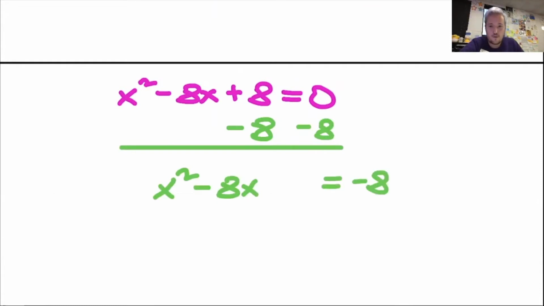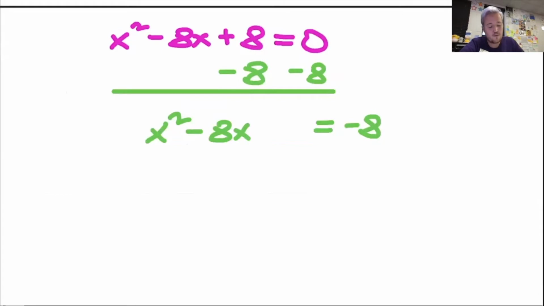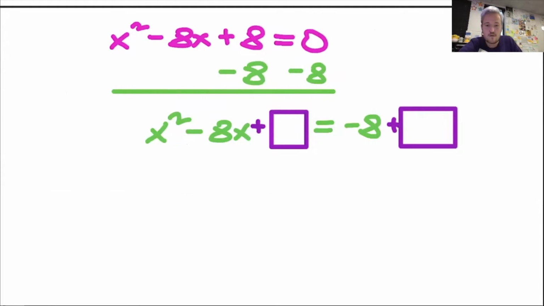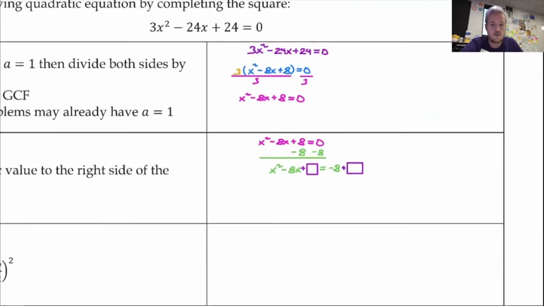So you're probably wondering, what the heck? Why did you leave that space there? Well, this is where the completing the square comes into play. So I'm actually going to leave a little blank box here. It's ironically also a square. So remember, what we do to one side, we have to do to the other. So I'm going to add that box value to the other side as well.